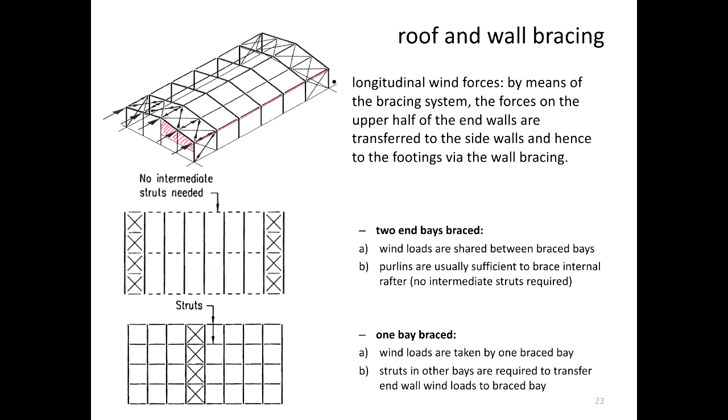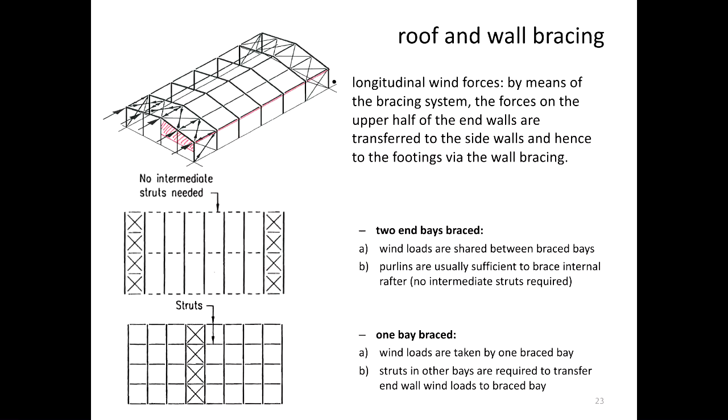But if you have just a single brace in the middle, then you need to take the loads from one side to the other. So in that case, because this is not braced, you will then have to provide bracing struts at every other bay. So this is one portal, one portal, one portal, one portal. So these are end portal, end wall frame. This is a portal frame, and then you have the end wall frame.